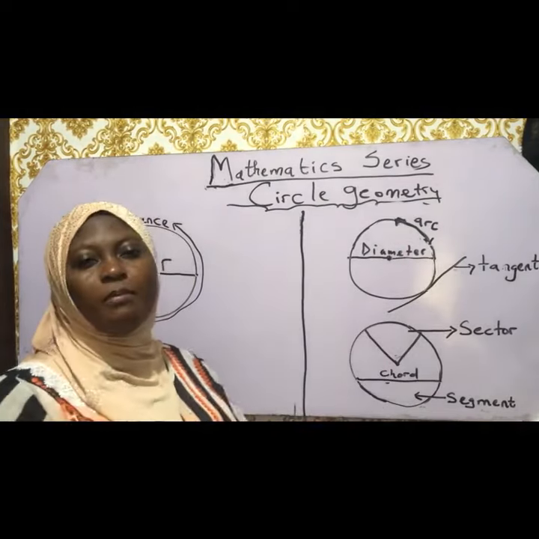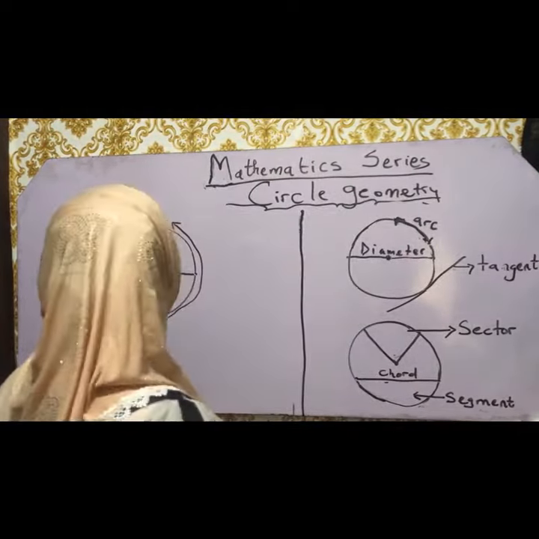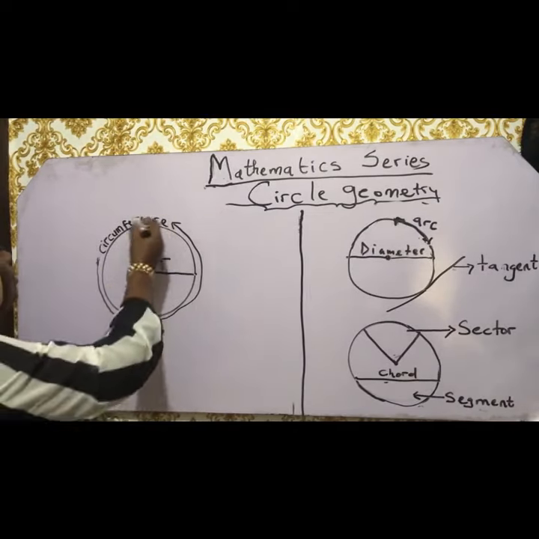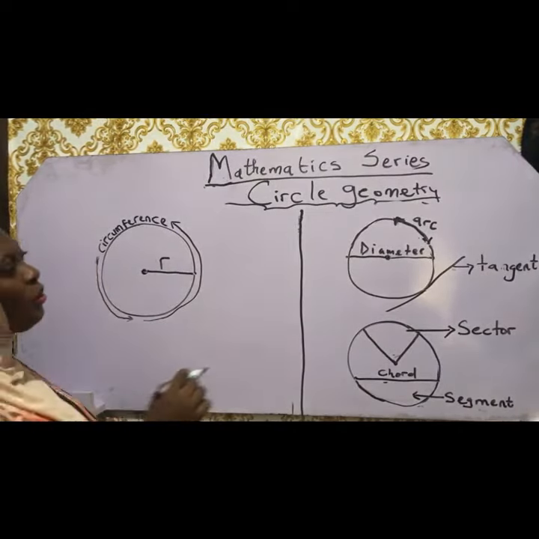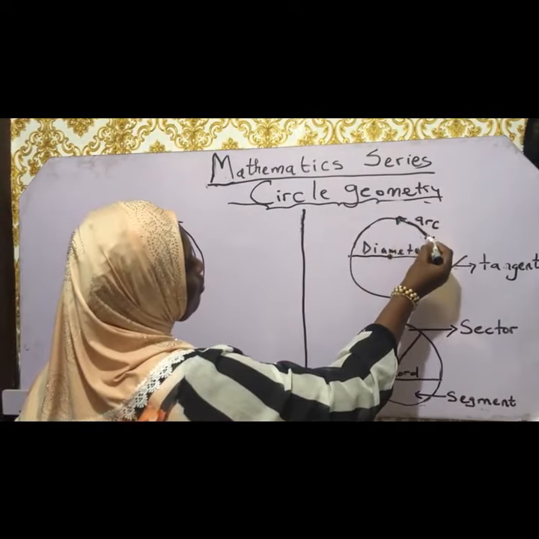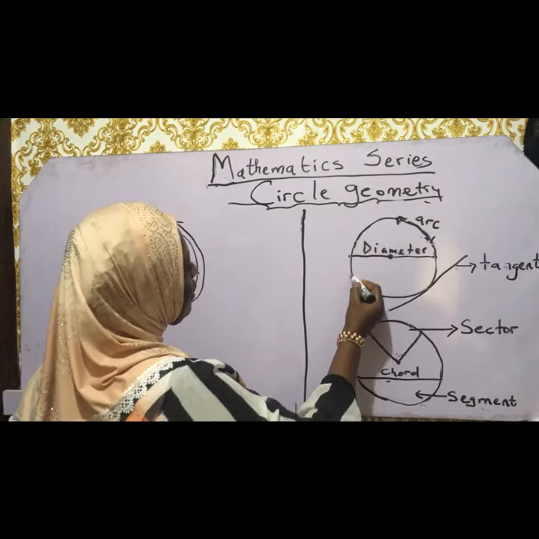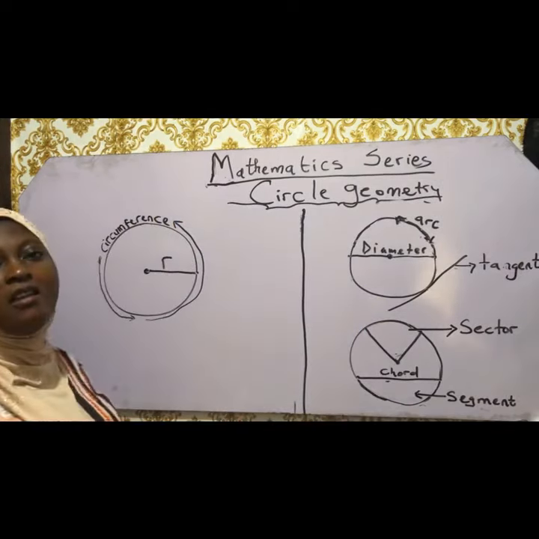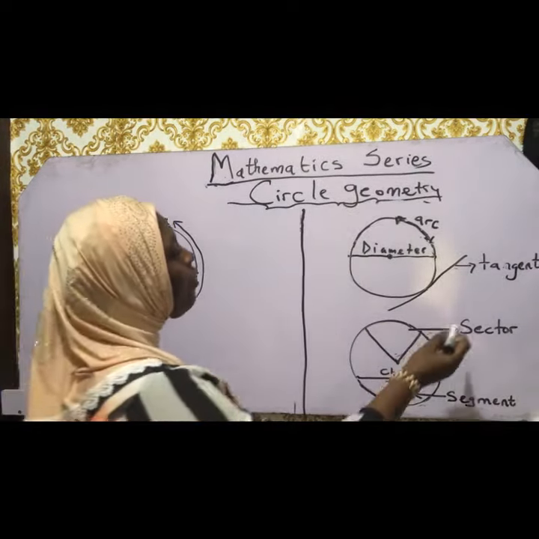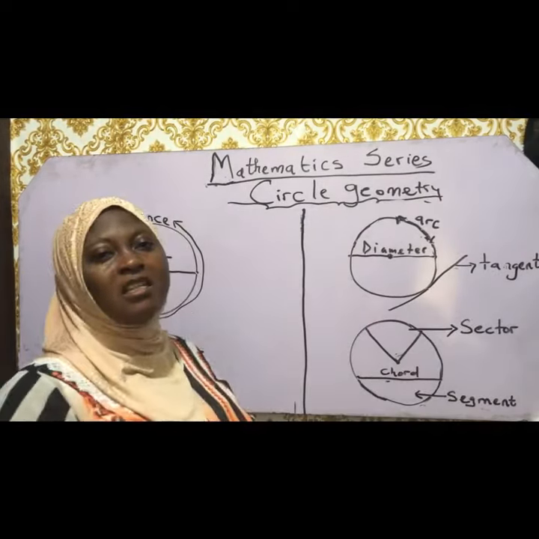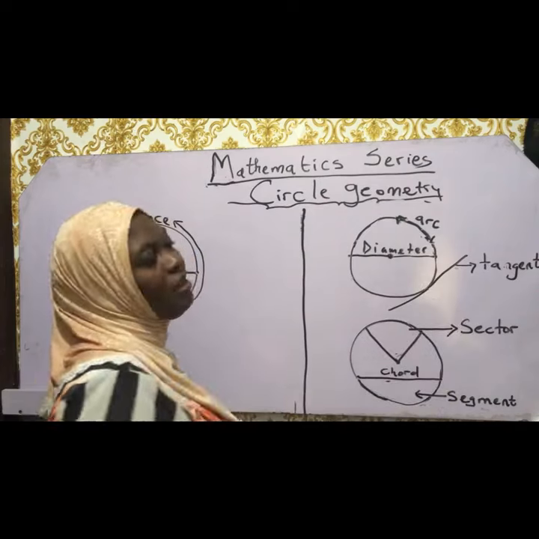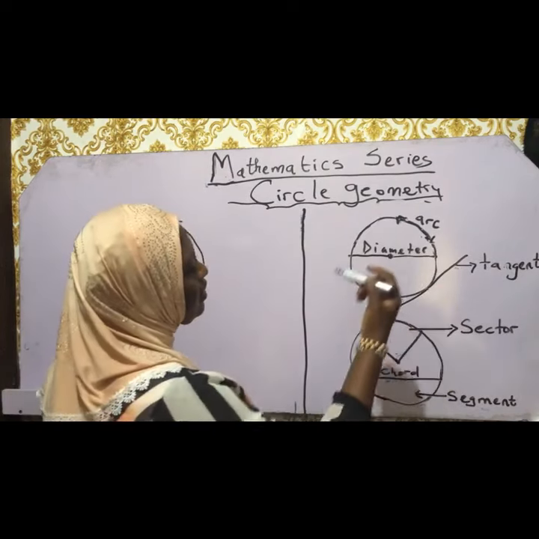Then here we have an arc. An arc is part of the circumference. We just learned that the circumference is the distance around a circle. So an arc is part of the circumference. This is an arc, this is an arc, this is an arc. Then we have tangent. A tangent is a straight line that touches the circle. So this is a tangent.